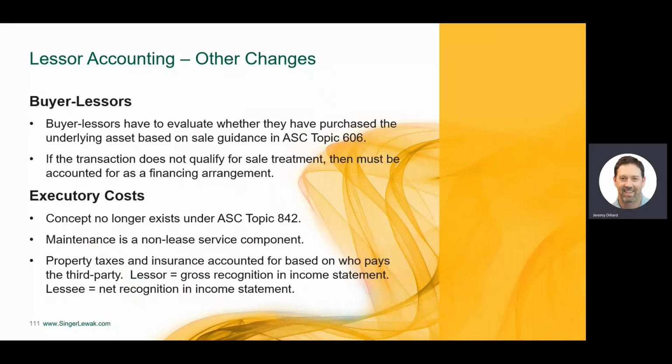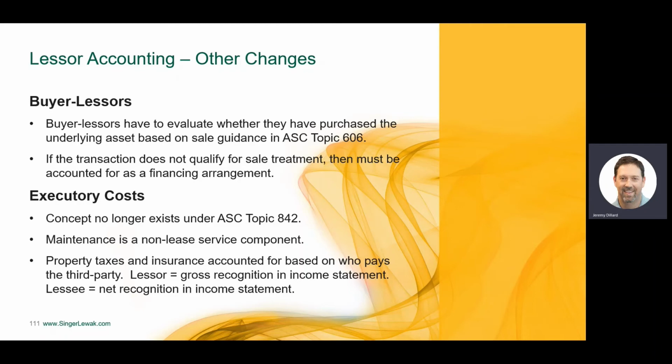Now let's cover some other nuanced changes in Topic 842. First, let's consider if the lessor actually sold the leased asset to the lessee. The concept of a sale is now consistent with Topic 606, which means that control needs to transfer to the lessee as well as the other criteria in Topic 606 must be met. If those criteria are not met, then it's not a sales type lease and direct financing treatment should be considered. Second, the concept of executory costs no longer exists under Topic 842.